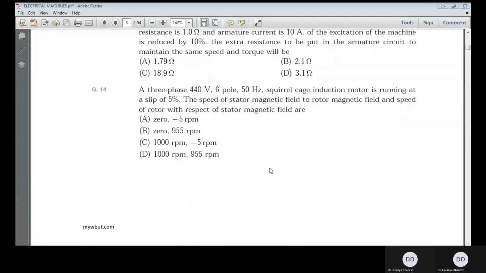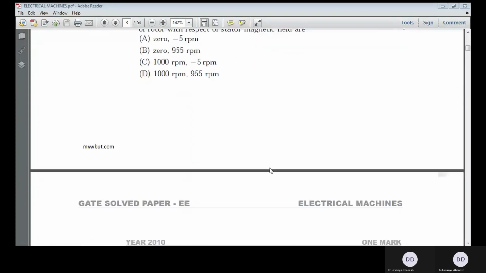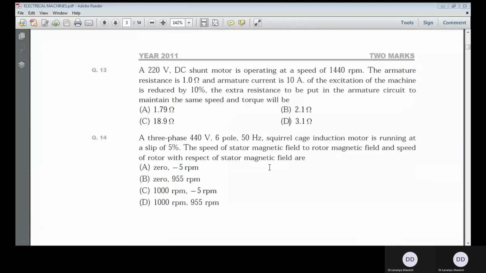If you have any doubts, you can ask me, or I'll go to the next problem. Okay. Next problem. A three-phase 440 volt, 6 pole, 50 hertz cage induction motor.